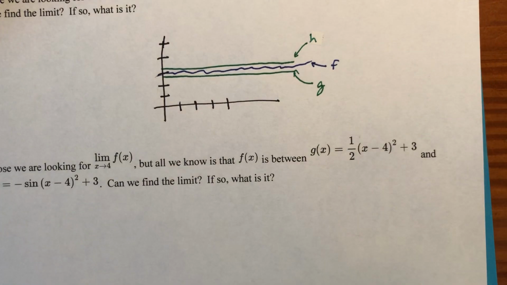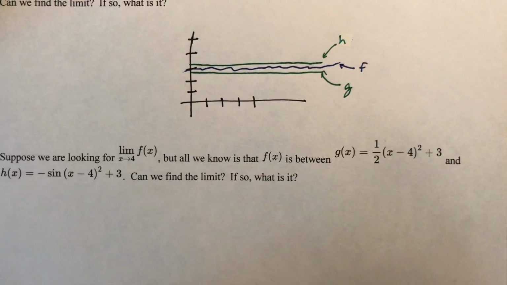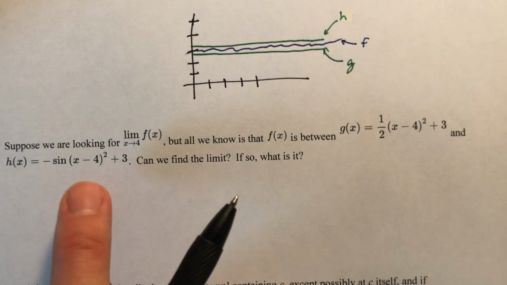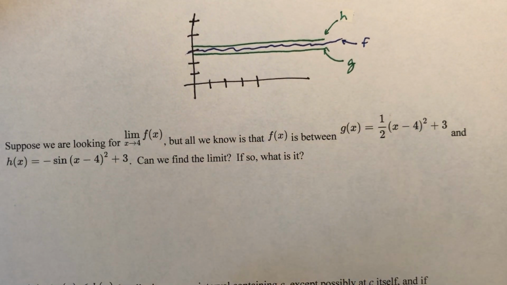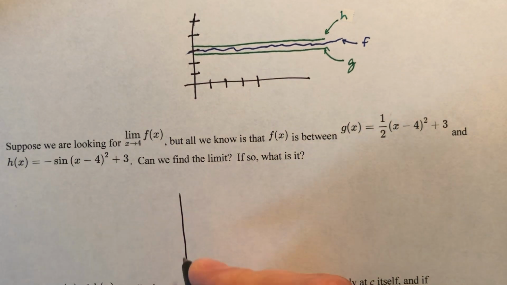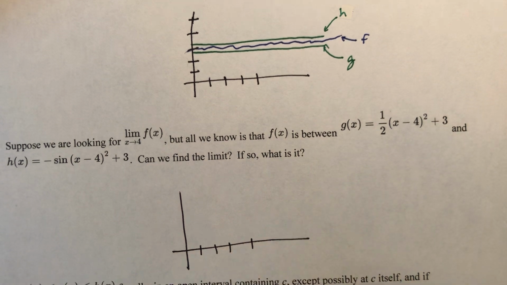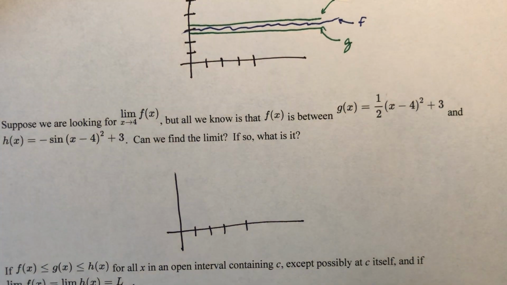Okay, let's try this again one more time. All right. Suppose we're looking for the limit as x approaches 4 for f of x, but all we know is that f of x is between this function and that function. Can we find the limit, and if so, what is it? And I'm going to draw this one as well, and don't think, oh no, I have to draw that, and don't panic. 1, 2, 3, 4, and then we're just going to go from there. I drew it a little sideways.